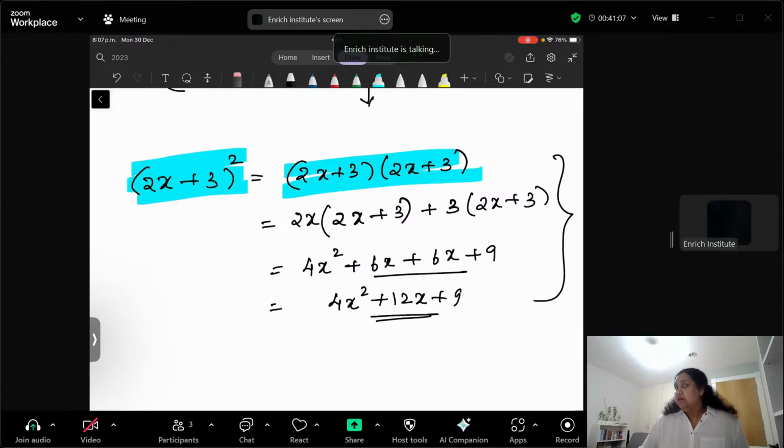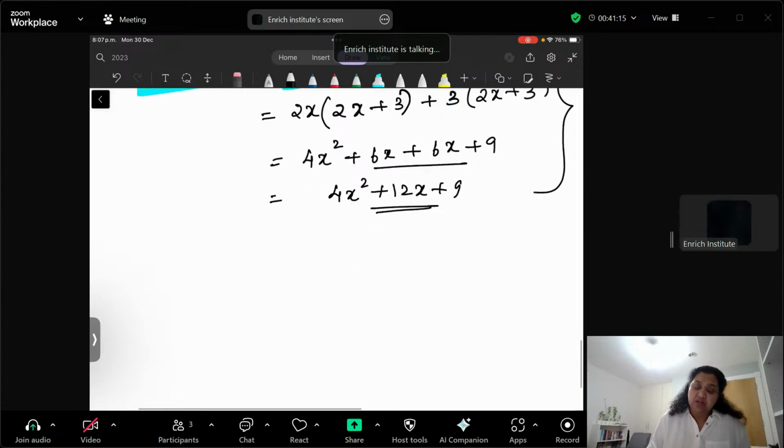Now, okay, this is simplification. So I'm just trying to look at my notes so that I don't forget any topics. Okay, the second thing we need to learn is factorization.